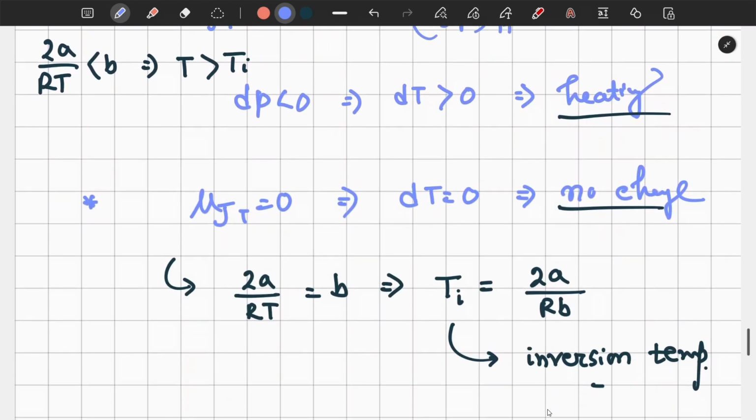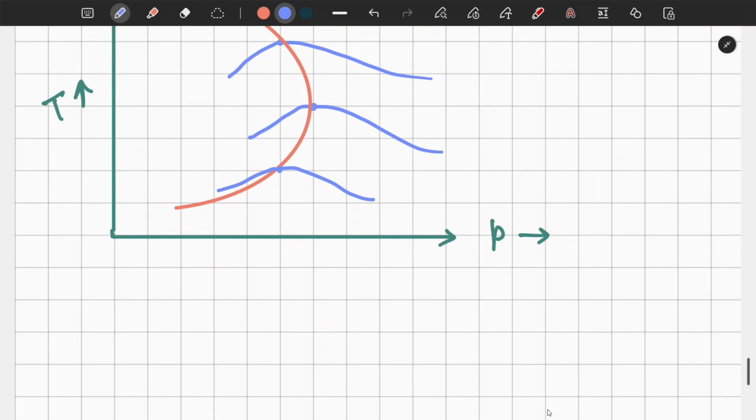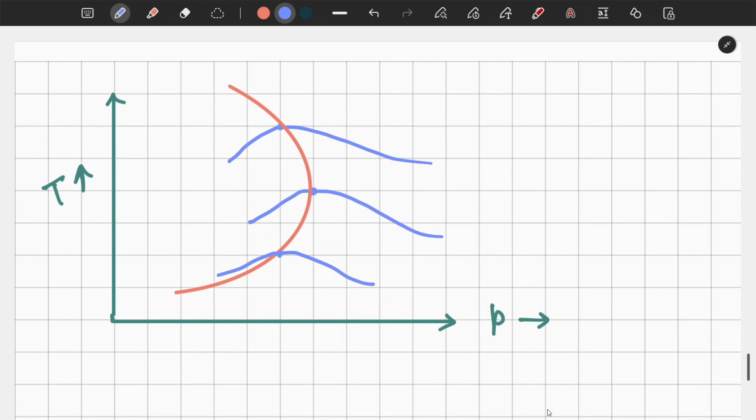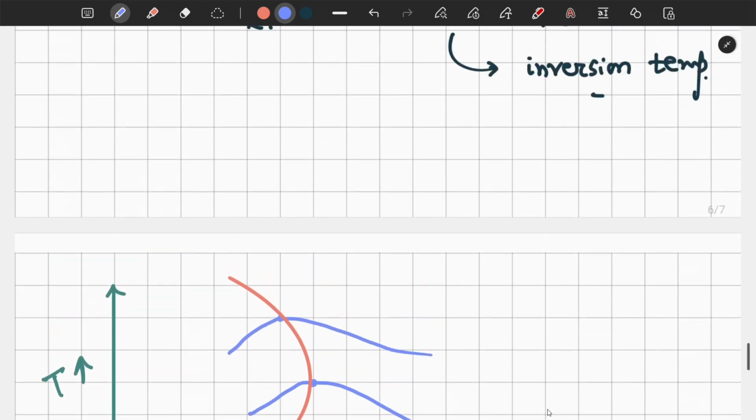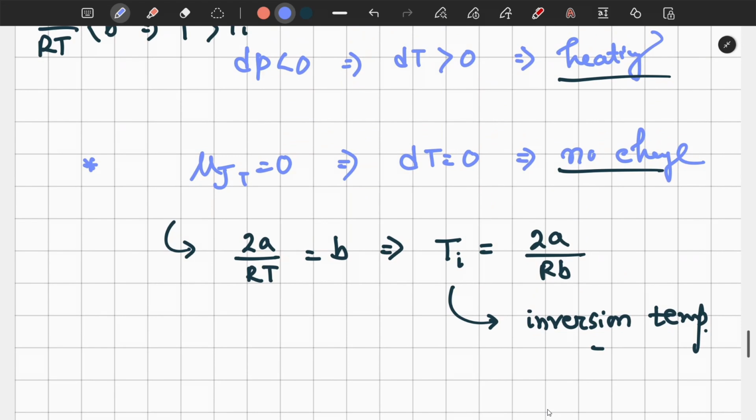Yes, experimentally they check. They change the pressure, decrease the pressure, and calculate the slope. When the slope is zero, that is the inversion temperature. Inversion temperature means where mu will be zero. That means the slope is zero, not that the temperature is constant. Inversion temperature is a point. You see here, if you change the pressure, then dT will be zero. That's the inversion temperature.